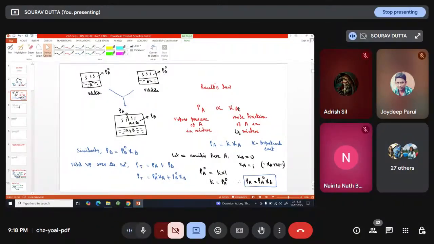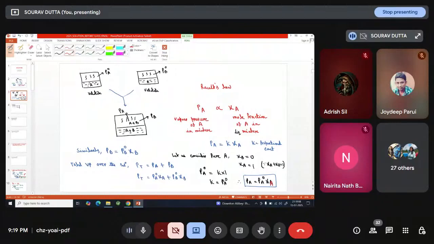So PA is directly proportional to XA. If you want to remove this proportional term, you have to multiply by a proportional constant. This is K, and we can show that this K is PA naught. So the mathematical form of Raoult's law is: the vapor pressure of A in the solution or mixture equals the vapor pressure of A in the pure state, and this is the mole fraction of A, not B, that is the mole fraction of A in the liquid mixture. So PA equals PA naught into XA.